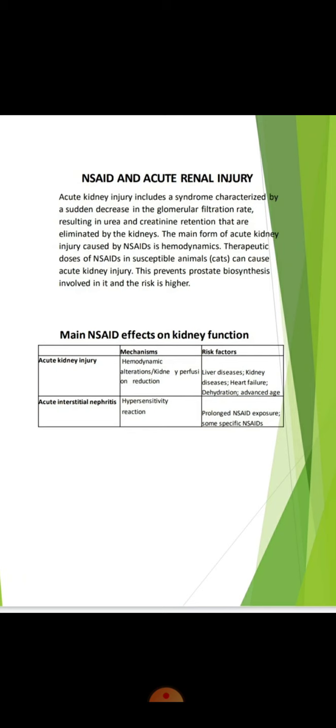Main NSAID effect on kidney function. Acute kidney injury mechanism: hemodynamic alteration, kidney perfusion reduction. Risk factors: liver disease, kidney disease, heart failure, dehydration, advanced age. Acute interstitial nephritis, hypersensitivity reaction. Risk factors: prolonged NSAID exposure, some specific NSAIDs.